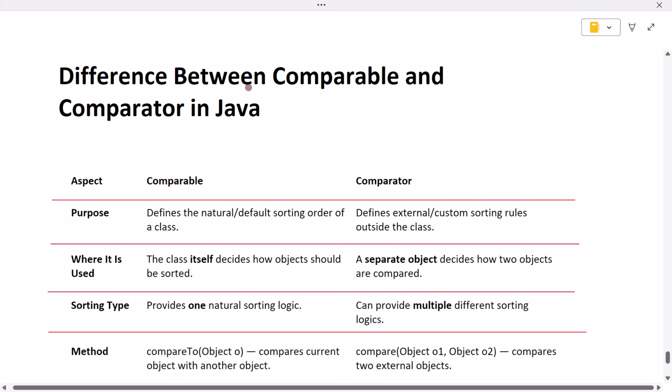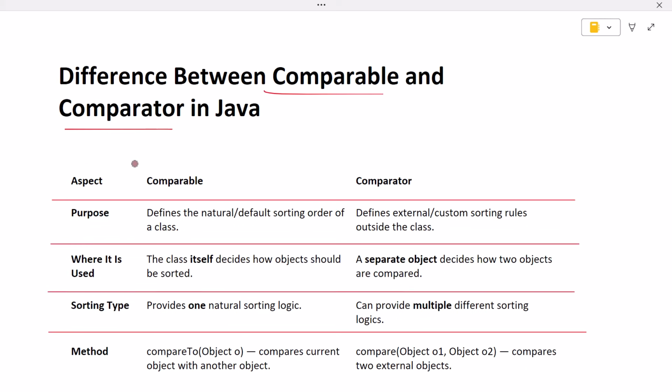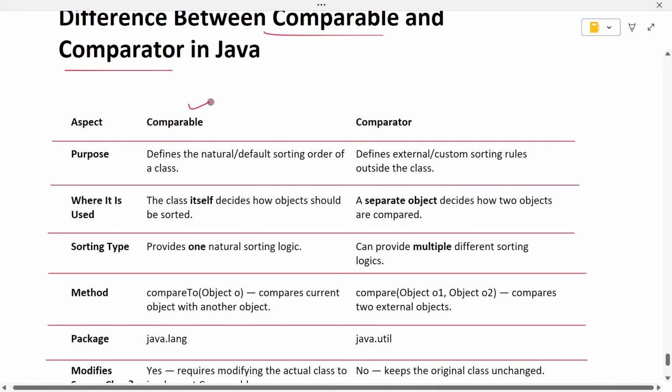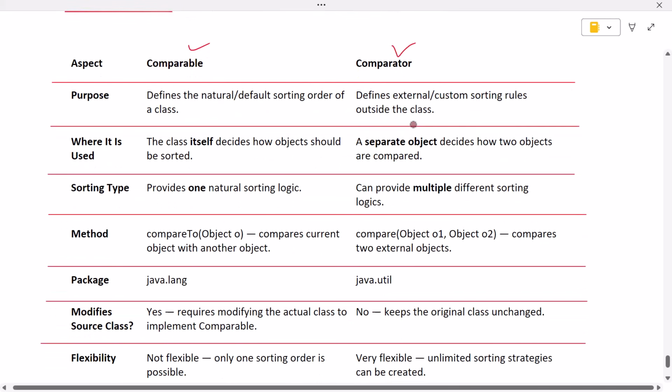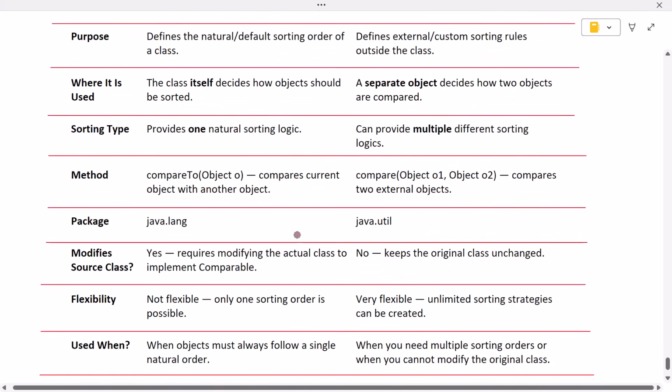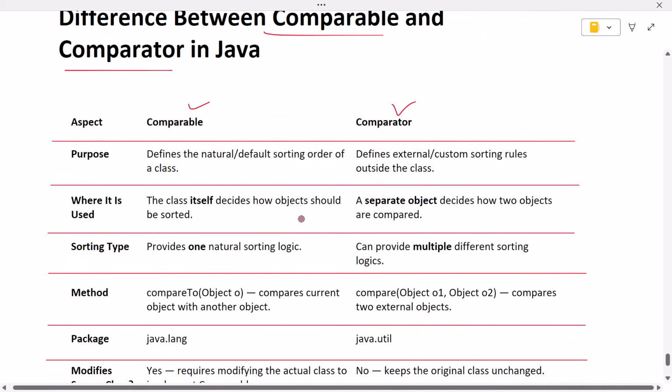What is the difference between Comparable and Comparator in Java? Comparable and Comparator are two important interfaces used for sorting objects, but they serve different purposes and behave differently. To understand them clearly, we need to compare them point by point using the exact differences interviewers expect. Let's go through each difference in a clean and structured way.